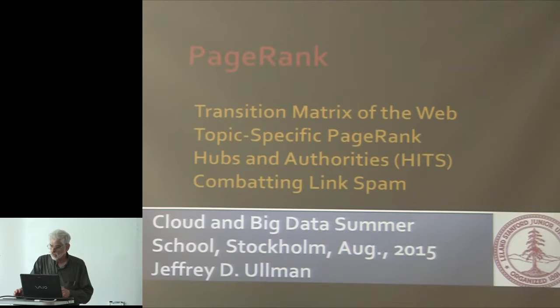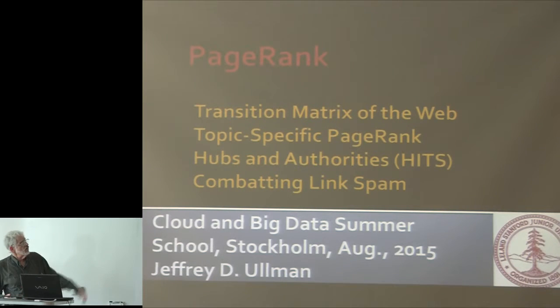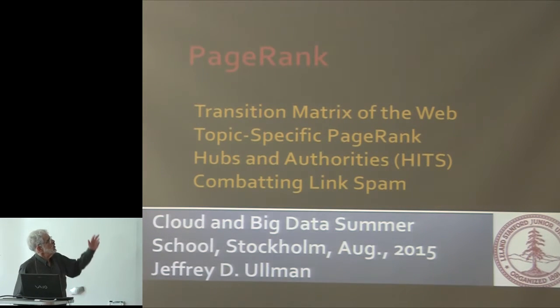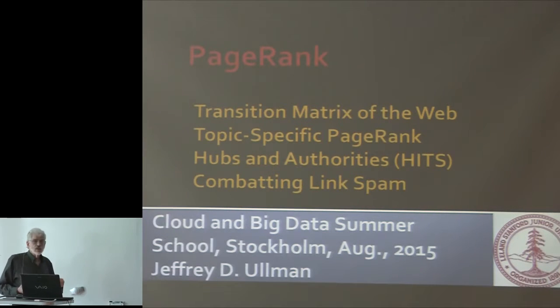Okay. And this is a bit of a story. I'm going to divide the story into four parts. One is the original PageRank idea. And then I want to talk about topic-specific PageRank, which is a newer idea that turns out to be very useful. I want to mention the hubs and authorities algorithm, which is a related idea that has its own uses. And then I want to talk about what's called link spam.